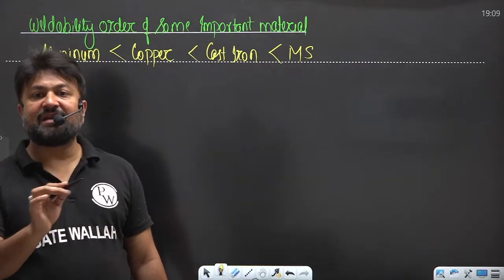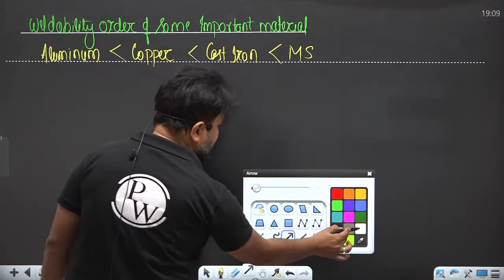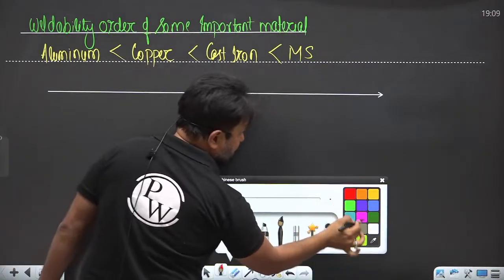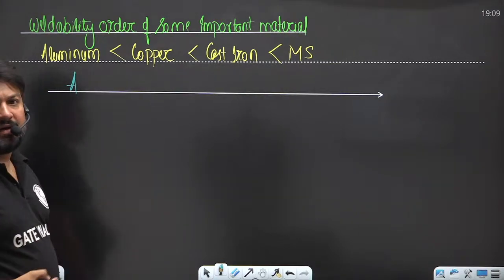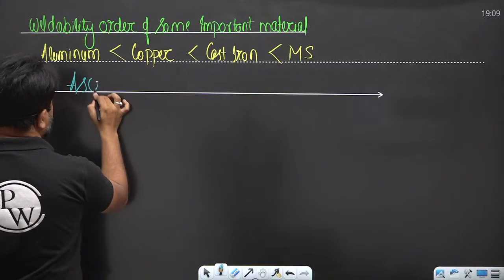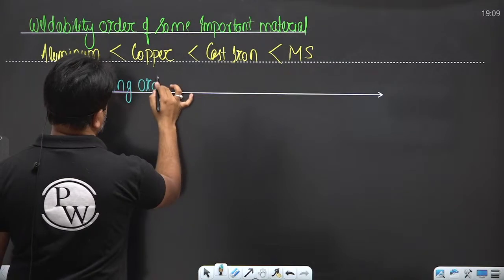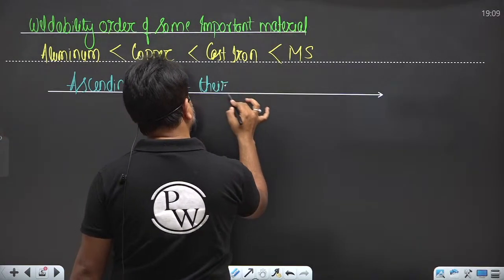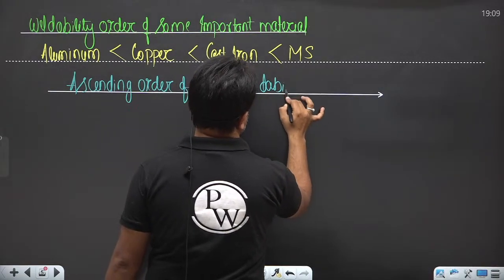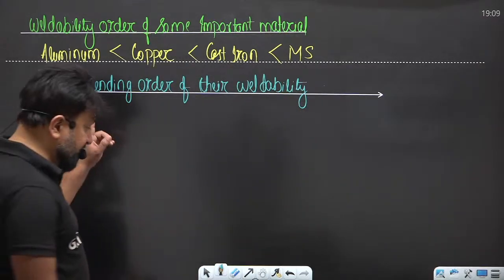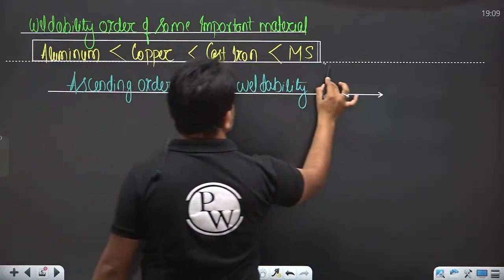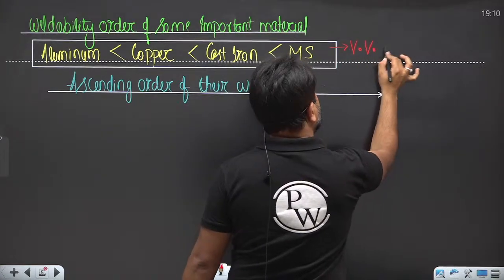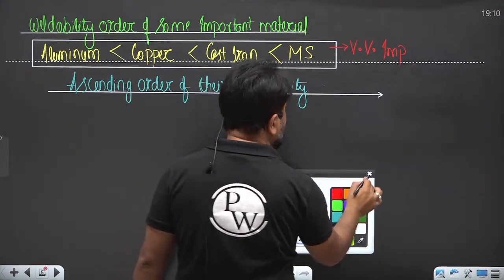So the sequence of the given materials is in ascending order of their weldability. Please remember, it is very important. In various exams, this order was asked. This is very, very important in your exams.